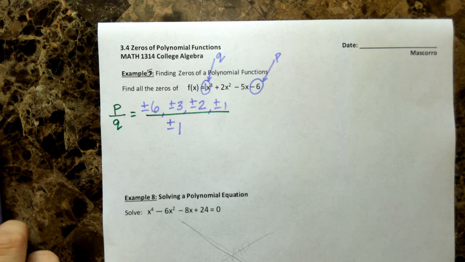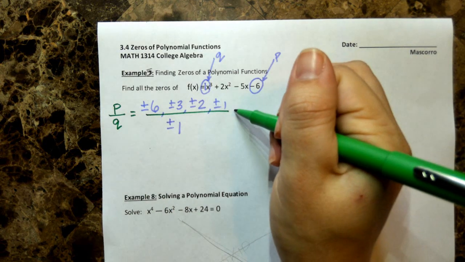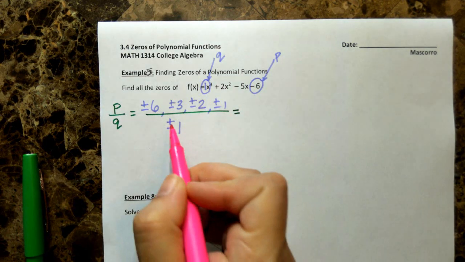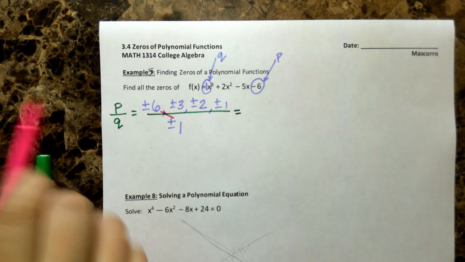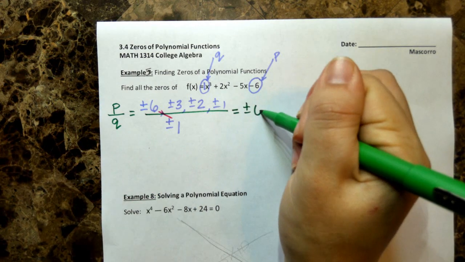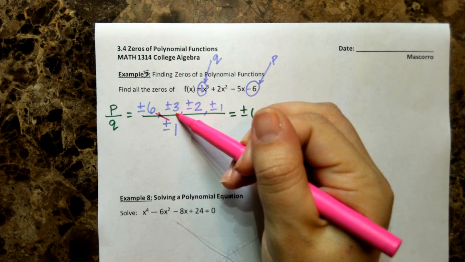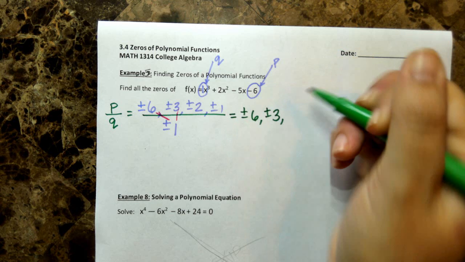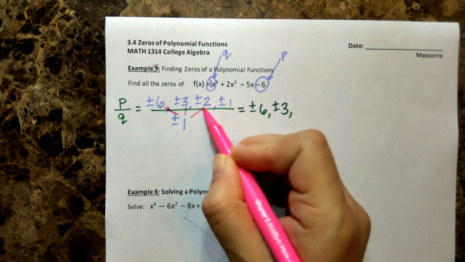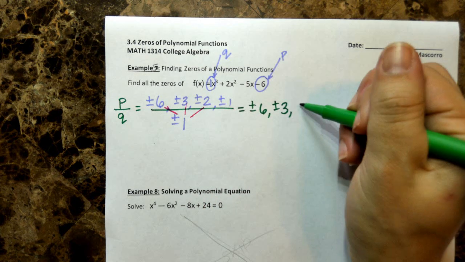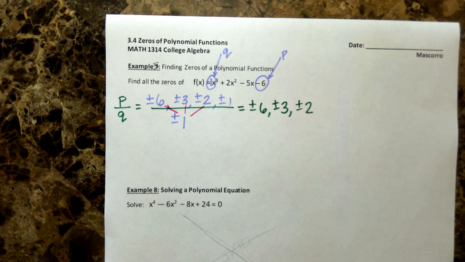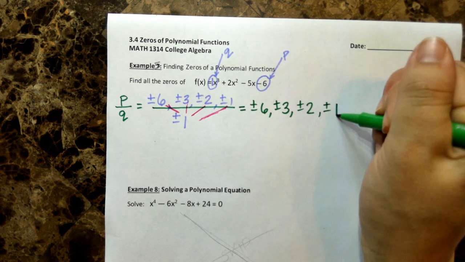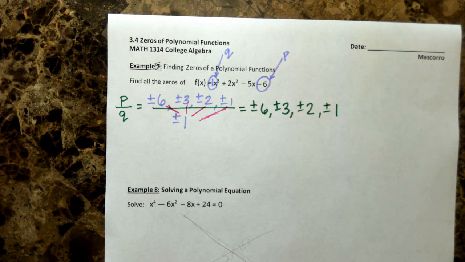Okay. All right, we have a combination of numbers that we can make. Let's go ahead and list all of the combinations. Let's start with 6. 6 divided by 1 is just 6, so positive or negative 6. Then we have 3 divided by 1, which is just 3, so positive or negative 3. 2 divided by 1 is just 2, positive or negative 2. And then 1 divided by 1 is just 1, so positive or negative 1. And that's all of the possible x-intercepts.